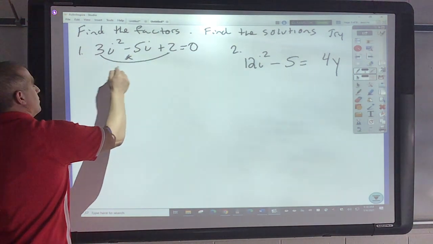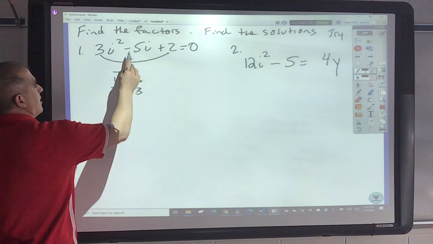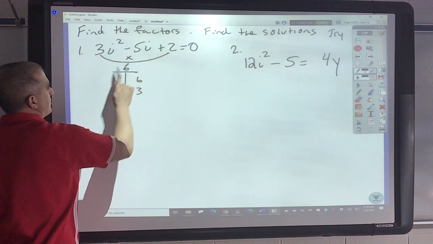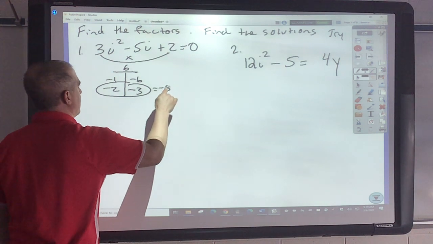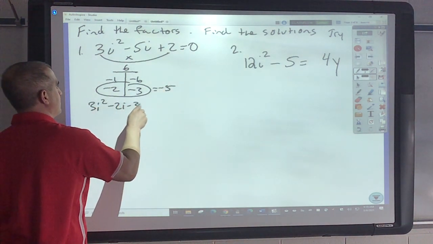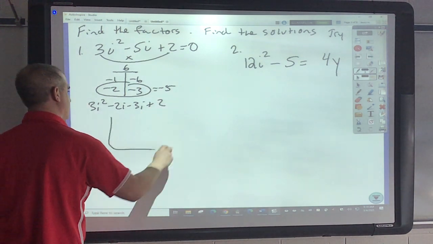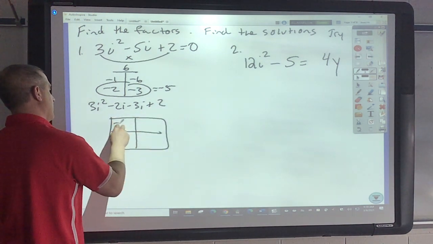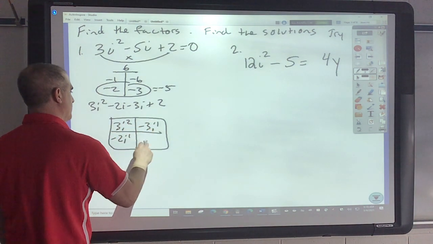Okay, 3 times 2 would be 6. Factors of 6 are 1 and 6, 2 and 3. Okay, since this is a minus, but this is a plus, both sides would be negative. This would be the set that adds up to negative 5. Okay, so I'd have 3i squared minus 2i minus 3i plus 2. Okay, box. 3i squared minus 2i to the first minus 3i to the first plus 2.